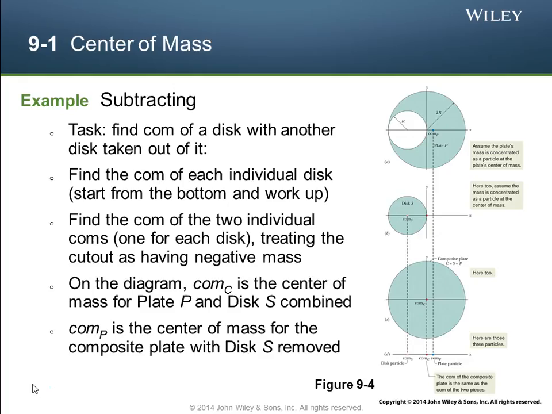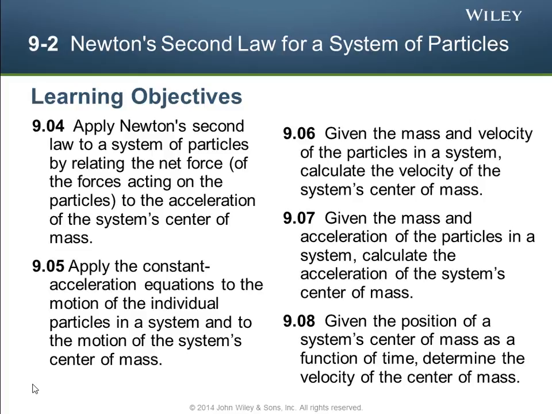Another example here, and I'm not going to spend too much time on it: if we wanted to find the center of mass of an object where we have a disk and we remove another disk, we would have to look at the center of mass of each of those objects and combine them in a way to get the new center of mass of the object.